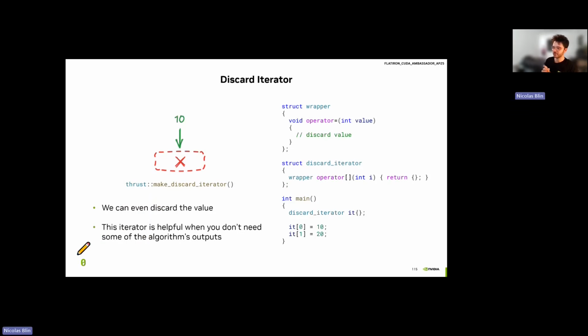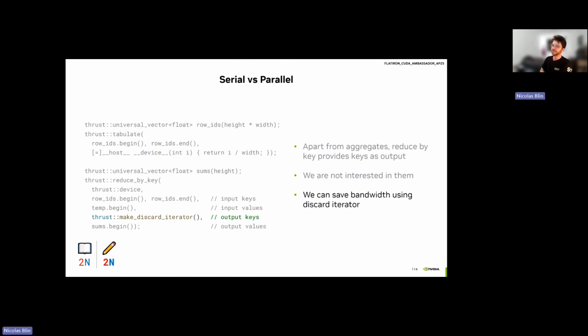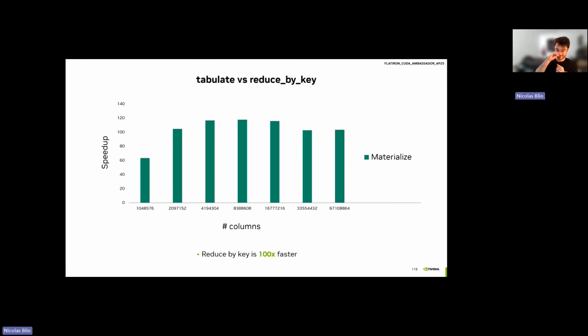So here you can see how a discard iterator could be implemented. Here you see on the right, no matter what you give it as an input, it will just ignore it and do nothing. It will just return nothing. And in that case, that's what we want to do, because we don't care what the result is in terms of key. We just want the sum to be written. That's why here we pass in the discard iterator. This way we do fewer writes.